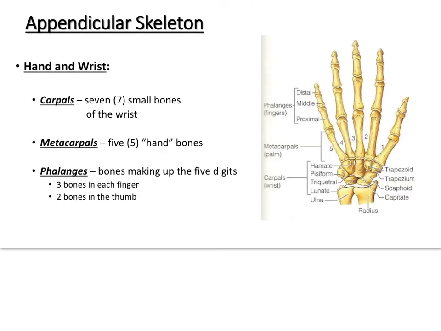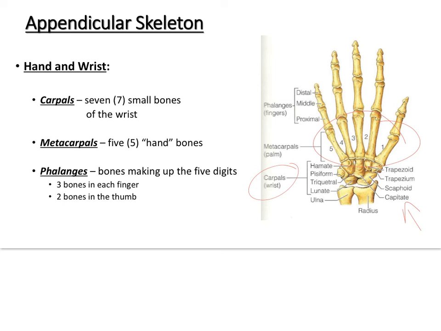Now we get to the hand, and I'm not worried about you knowing all these details. There are tons of bones in the hand, and they have lots of different names. I'm not too worried about all those separate ones. I just want you to know that you've got 7 bones in your wrist, which are called carpals. You've got 5 metacarpals, which basically make up the flat part of your hand.